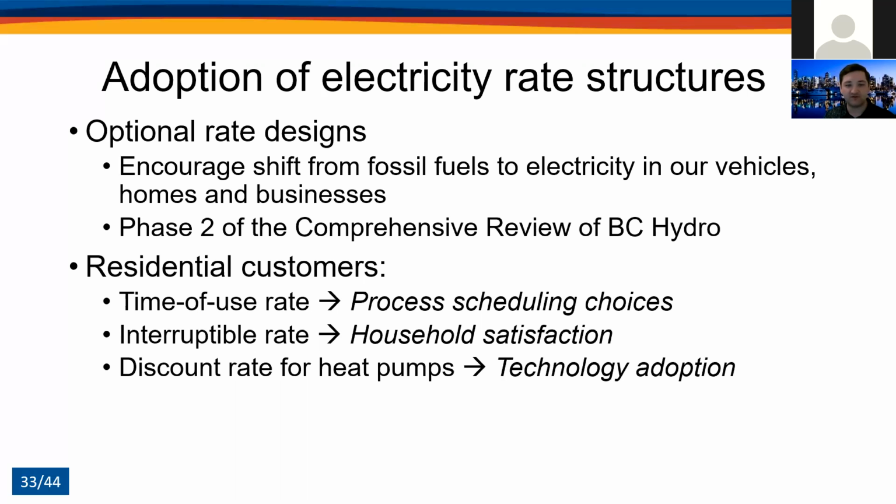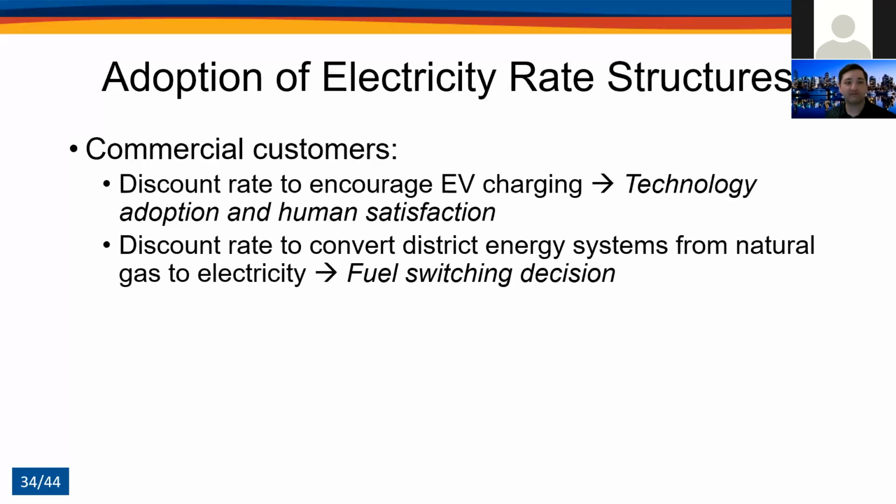Now, what I've shown you here is a bunch of arrows, but these arrows show you with each of these rates, there's sort of a human decision variable or a human dimension that's involved: process scheduling choices for the time of use, household satisfaction when you're allowing someone to mess with the temperature in your household, and also technology adoption for the heat pumps. Now, for commercial customers, there's this idea of a discount rate to encourage EV charging, and then also a discount rate to convert district energy systems from natural gas to electricity, which is a fuel switching decision for the bottom, and a technology adoption and human satisfaction on the top.